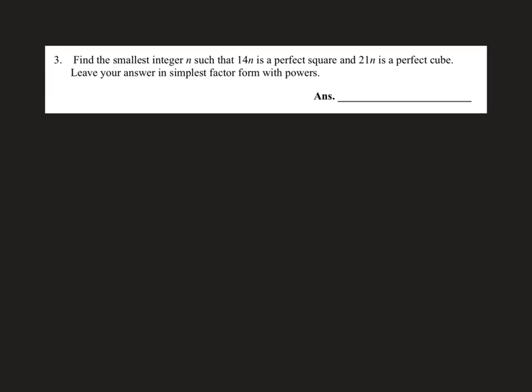Here's a problem from 1992 under the category number theory. So it's: find the smallest integer n such that 14n is a perfect square and 21n is a perfect cube. And it wants us to leave our answer in simplest form with powers.